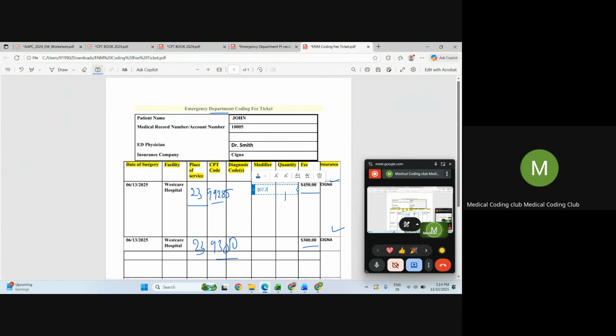Here you also have to link R07.2. Why? Because for this pericardial pain, they have performed the ECG, so medical necessity should be there. I mean, it should match, so you have to link the same diagnosis with the two CPT codes. The first one is the E/M code, the second one is the ECG interpretation code. So that's all. This is about ED coding.